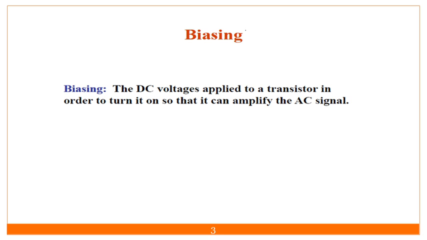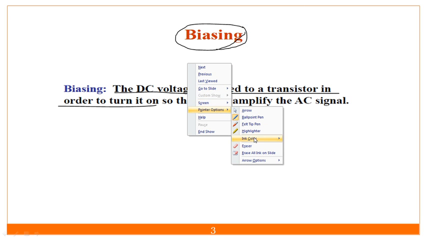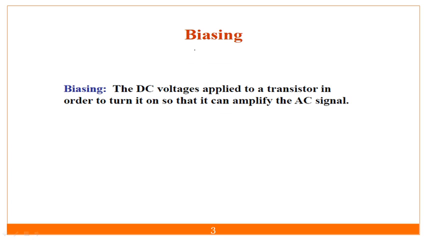So what exactly is meant by biasing? Biasing is nothing but applying an external DC supply to the transistor in order to turn it on. This module is the heart of your subject, analog electronics. As far as the amplification process is concerned, what exactly is meant by amplification? Now I will give you one example.